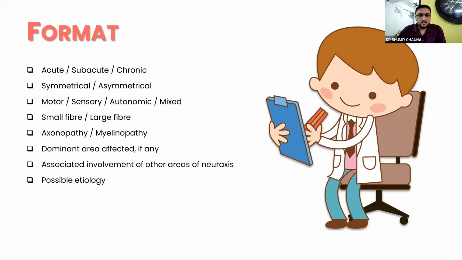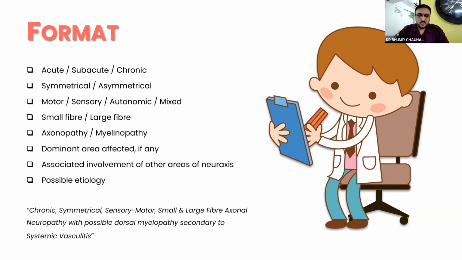You should tell the timeline, that is if it is acute, subacute, chronic, or relapsing remitting, whether it is symmetrical or asymmetrical, whether motor nerves, sensory nerves, or autonomic nerves are involved, or it's a combination, whether there is a small fiber neuropathy or large fiber or both, if it is axonal involvement or demyelination, any particular body area which is affected predominantly like upper limb dominant or lower limb dominant, any other involvement of other areas of the neuroaxis like myelopathy, spinal cord involvement, or plexopathy or radiculopathy, and finally the possible etiology behind it.